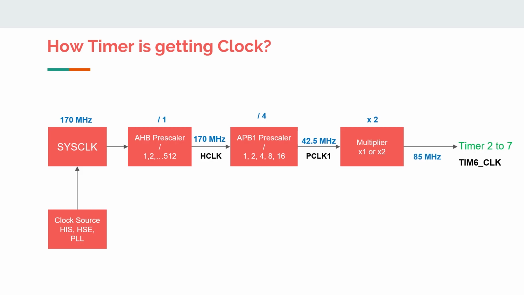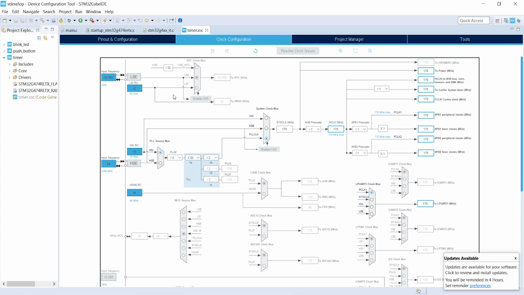We can just verify this using CubeIDE. So go back to CubeIDE. On the left side you can see all the clock sources, LSE, HSE, etc. We have PLL as our clock source. We can select PLL here. SYSCLK is 170 MHz. The AHB prescaler is 1. HCLK we got 170 MHz. The APB1 prescaler is 4. The multiplier by default is 2. So here also we have got 85 MHz for the timer clock.